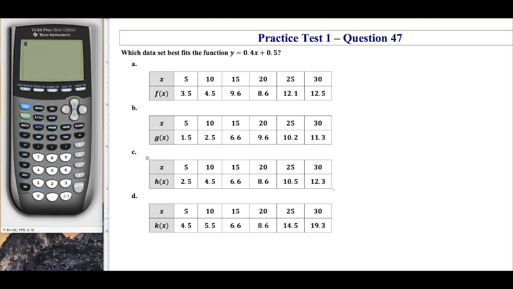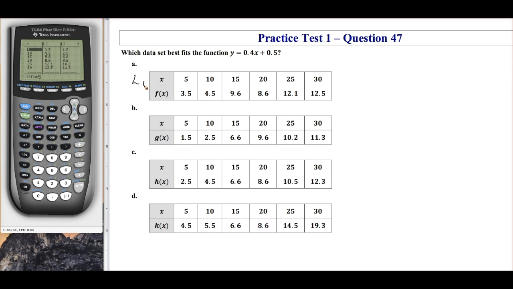Which data set best fits the function y equals 0.4x plus 0.5? To do this, I'm going to use our calculator and calculate the linear regression line for each of our 4 data sets. So let's go over to our calculator, hit Stat, 1 for Edit, and this will bring up our lists. In our list, we're going to enter the information in our tables.